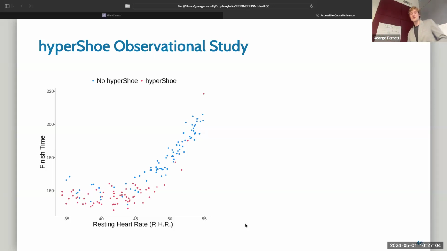They didn't wear hypershoes. And we have already established that resting heart rate is very predictive of the outcome, how fast you finish the marathon. And so this makes us really believe that resting heart rate is a confounder. And I could use some theory also to inform this stuff.